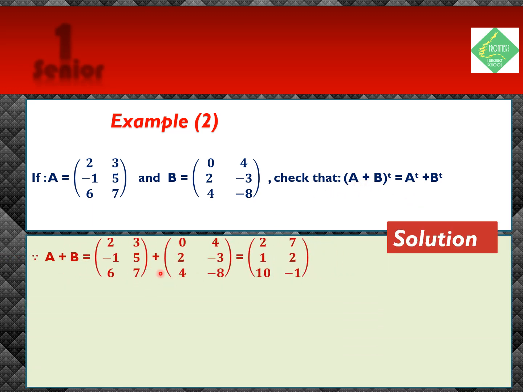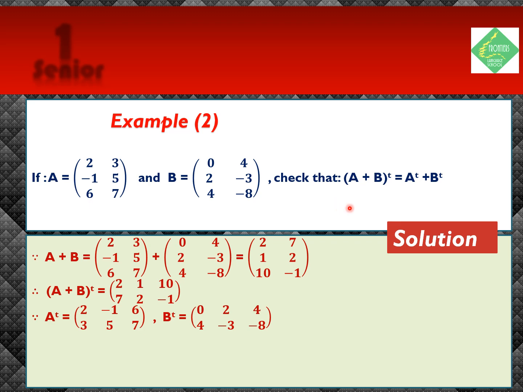A plus B: add each element in A to its corresponding element in B. It will be 2, 7, 1 and 2, 10, negative 1. And you can get the transpose of this sum. It will be 2, 1, 10 in a row, and 7, 2, negative 1, which is in the second column, will be in the second row, as 7, 2, negative 1.